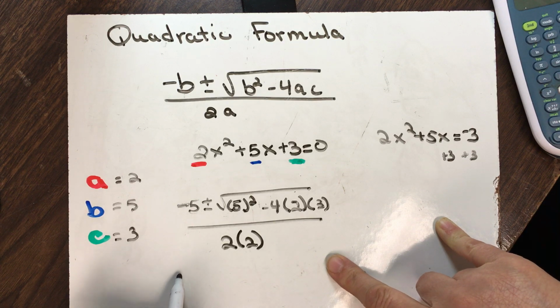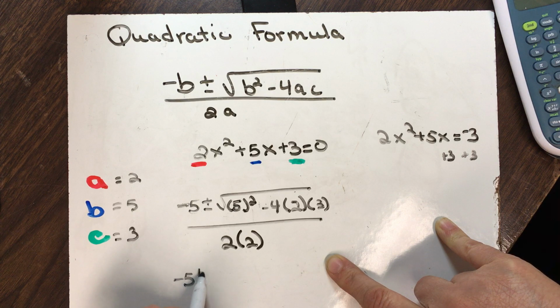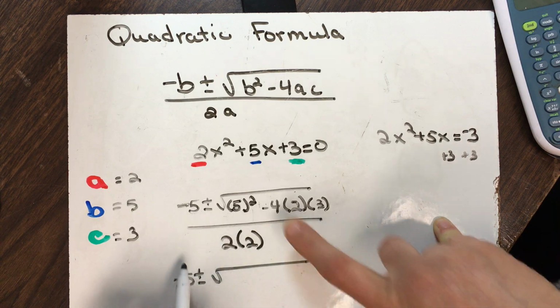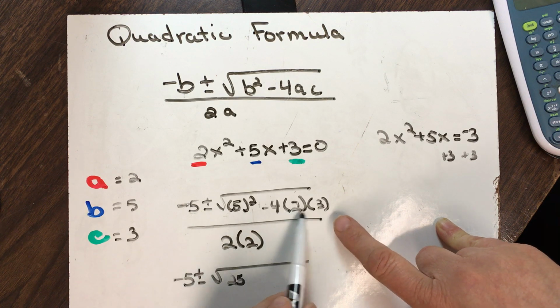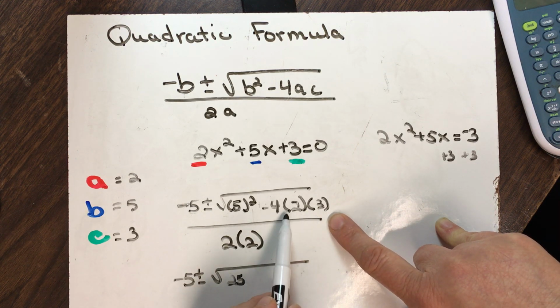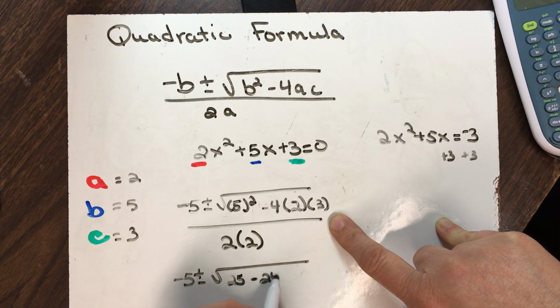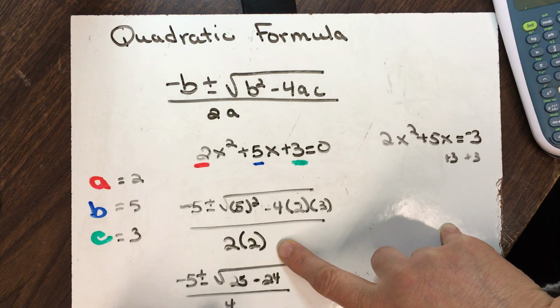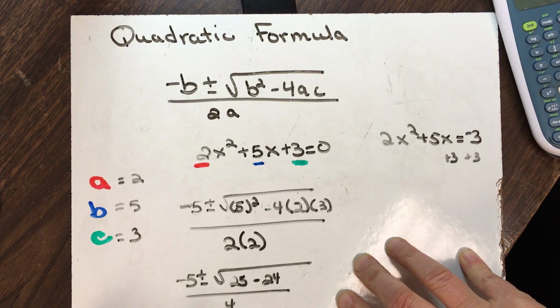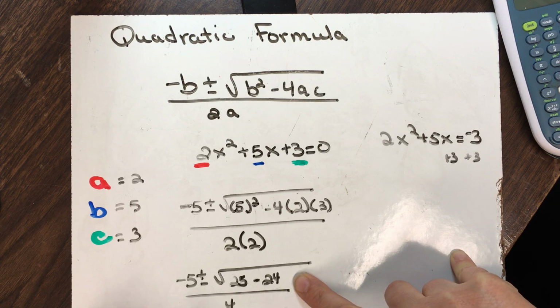Alright, so I'm going to rewrite. So I have negative 5 plus or minus, squaring 5 is 25. So I have 2 times 3 is 6, times 4 is minus 24. All of that over 2 times 2 is 4. Alright, I'm going to take it down a step. I'm going to simplify. So I have minus 5 plus or minus, that turns out to 1 over 4.